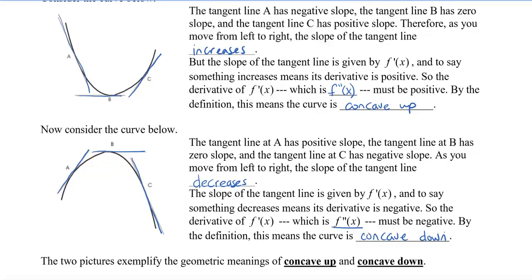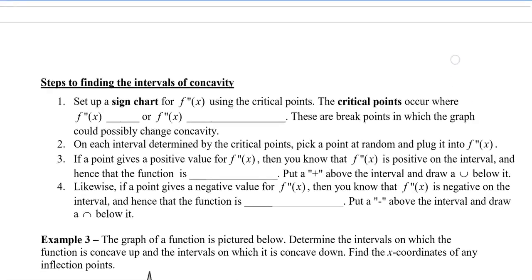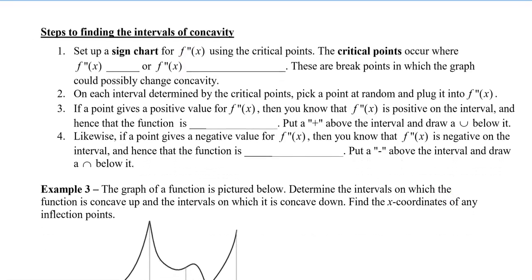So now we're going to go on to how to find concavity, or where it's concave up and down, algebraically. So to do this, we first set up a sign chart, but this time instead of for the first derivative, like we did for increase and decrease, we're now going to set up a sign chart for the second derivative using the critical points. Now, similar to the first derivative, the critical points will occur when f double prime of x equals 0, or when f double prime of x is undefined. So these are called breakpoints, in which the graph could possibly change concavity.